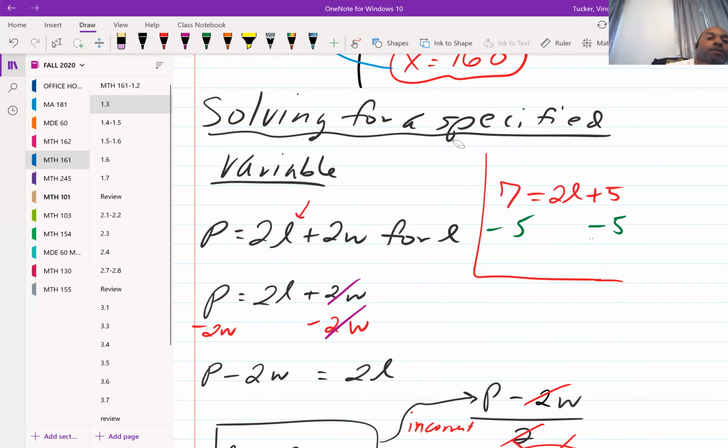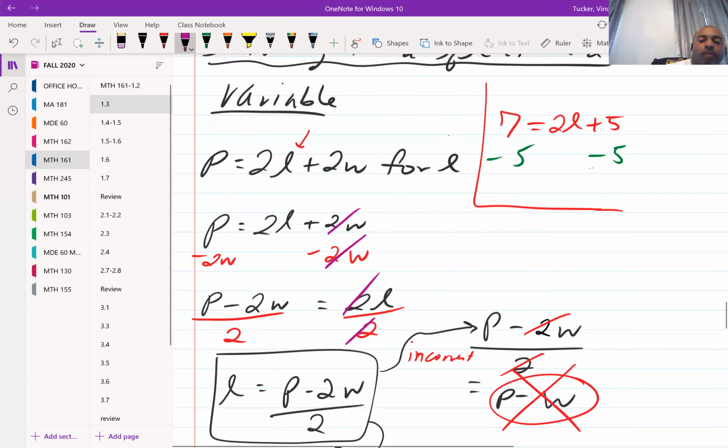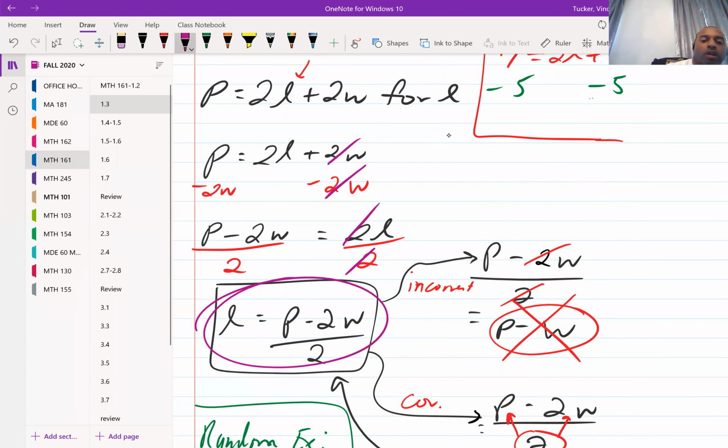To finish it off, get the 2 off of L by dividing both sides by 2. And here is our result. L is equal to P minus 2W over 2. Now we're going to talk about if you decide to go further with reducing this, the right and the wrong way of doing that, but make sure we are okay just getting right here. Any questions on that?